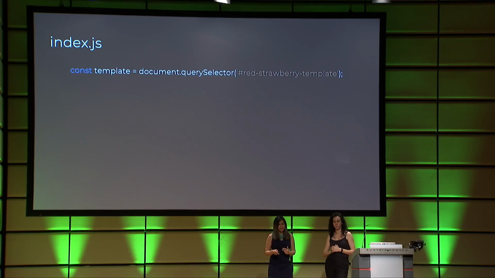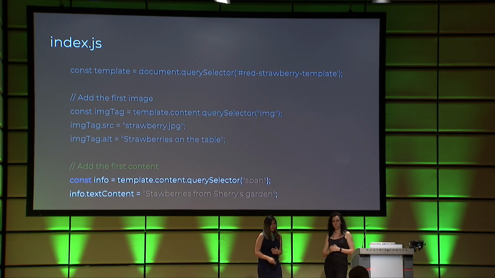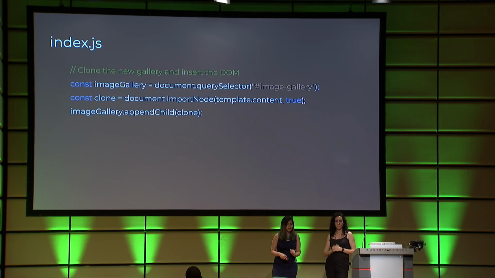First, we are going to have a reference to our template. Then we are going to add all the information for the image there. And then we are going to add the description that we want to put there. And all the magic happens here. As you can see, we easily clone our template, and then we append that cloned version of our template to our DOM.